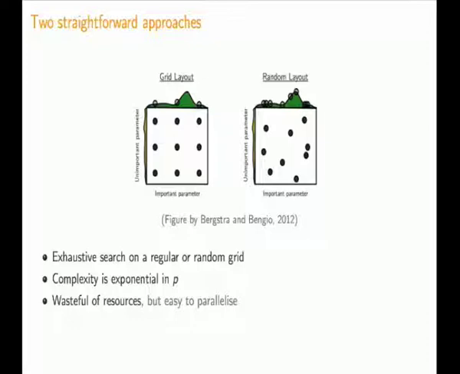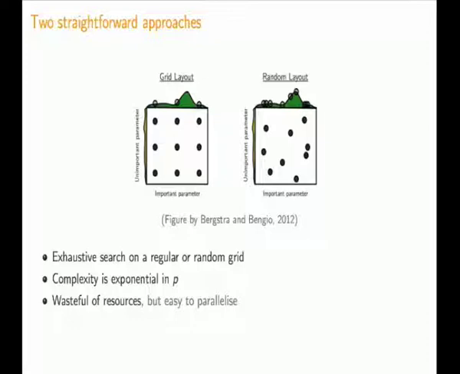So this is what people typically do. On the left, again, there are two hyperparameters. You have a more or less dense grid, depending on what you can afford, what your budget is. You're going to evaluate every configuration, potentially independently, so you can parallelize it if necessary, and you do an exhaustive search of the configurations of the hyperparameters.